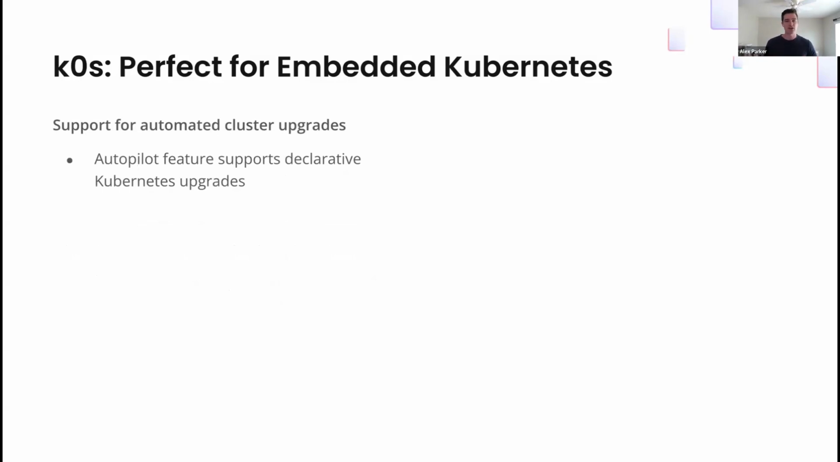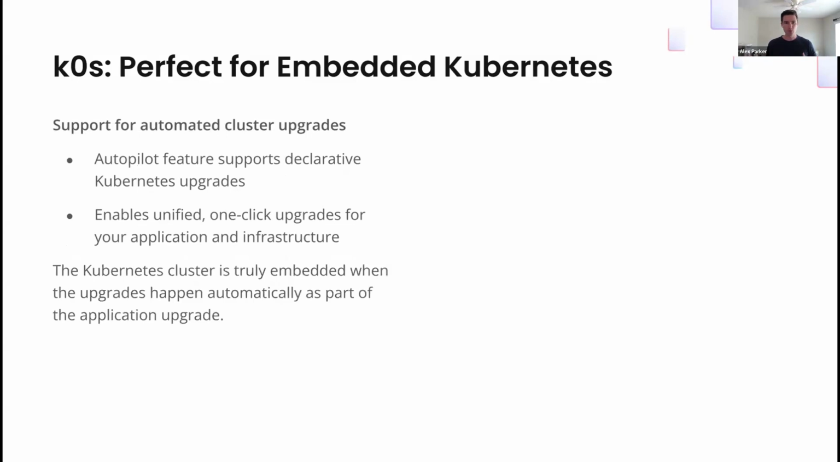But that feature enables us to offer one-click upgrades to unify the application and the infrastructure together, which is a lot more like an embedded cluster. That cluster is truly embedded if the upgrades are going to happen automatically and as part of the application upgrade, as opposed to what I described before, the experience with kURL, where technically you have one install command that installs everything, but you still have to operate and manage those pieces separately over time.